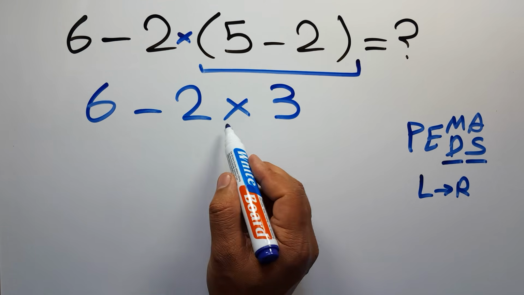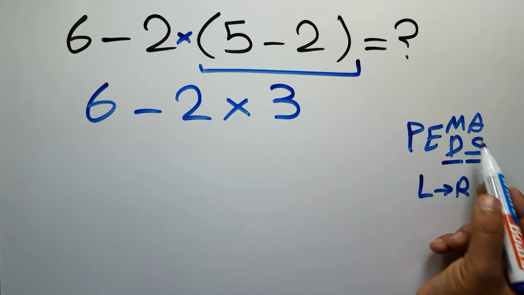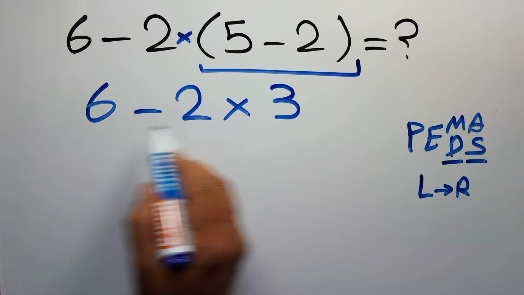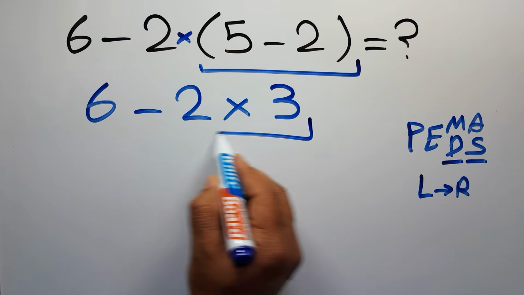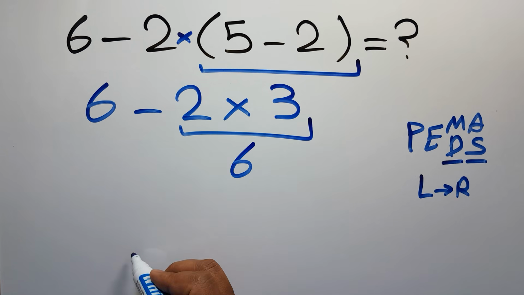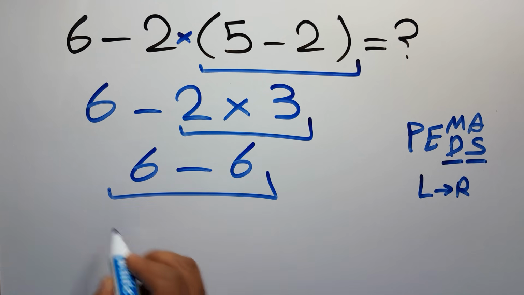According to PEMDAS, multiplication has higher priority than subtraction because multiplication comes before subtraction. So here first we have to do this multiplication. 2 times 3 gives us 6. So we have 6 minus 6 which equals 0.